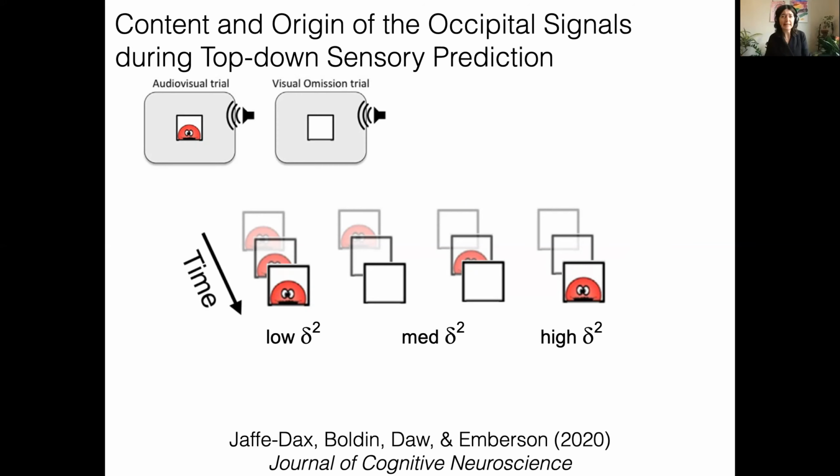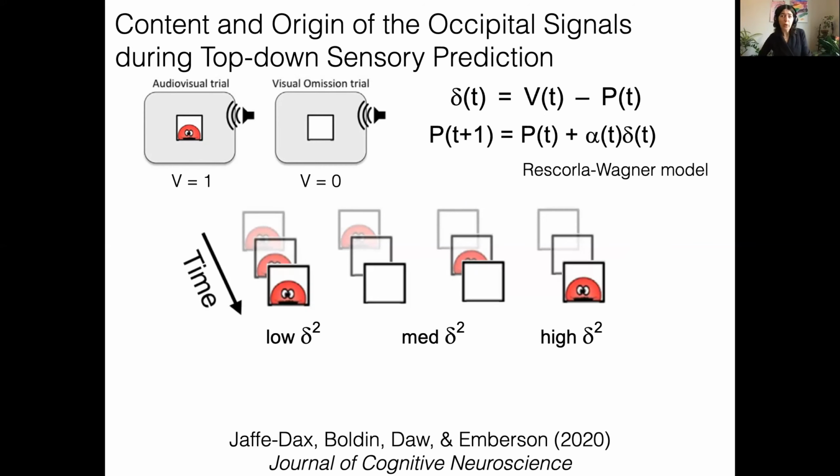So we exploited this using the Rescorla-Wagner model, which is very similar to predictive coding in the sense that you take your probability of a particular event, you observe what the visual event actually is, and you update your internal expectations, your internal probabilities of getting an event, and you calculate error. So that's what that delta is.